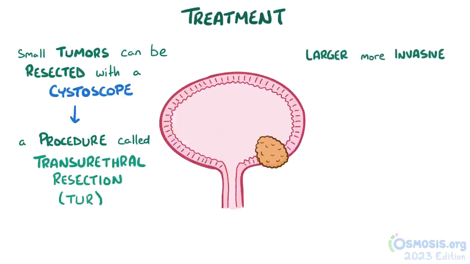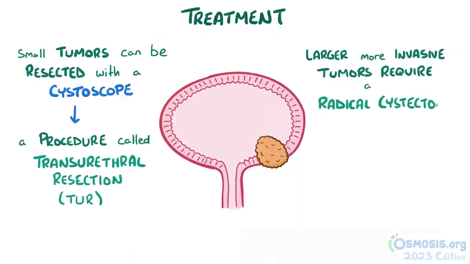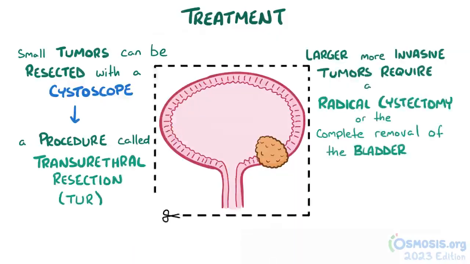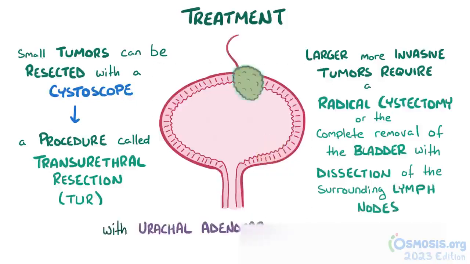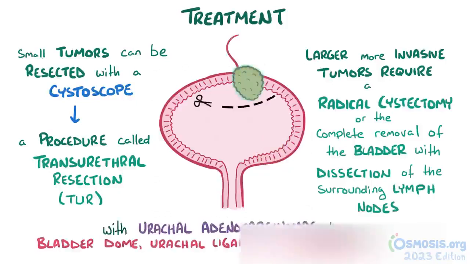But larger invasive tumors might need a radical cystectomy, which is complete removal of the bladder along with dissection of the surrounding lymph nodes. With urachal adenocarcinomas, the bladder dome, urachal ligament, and umbilicus are all generally removed.